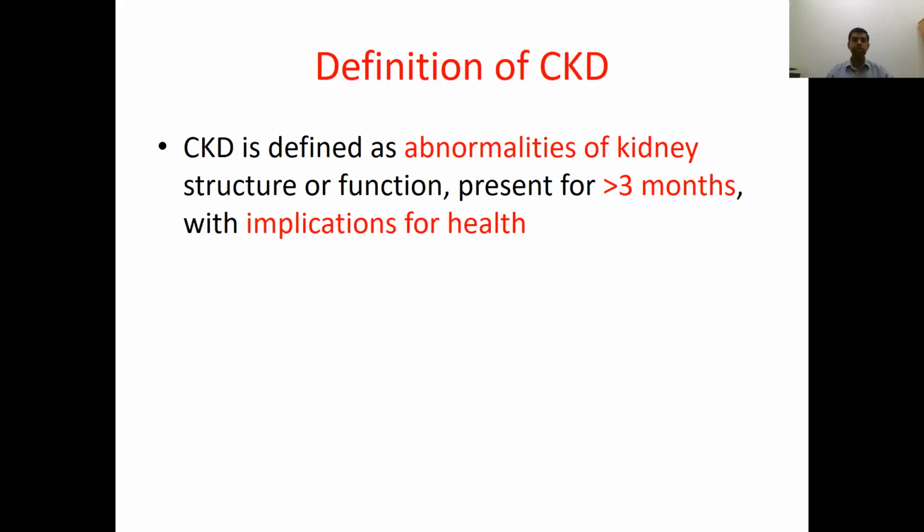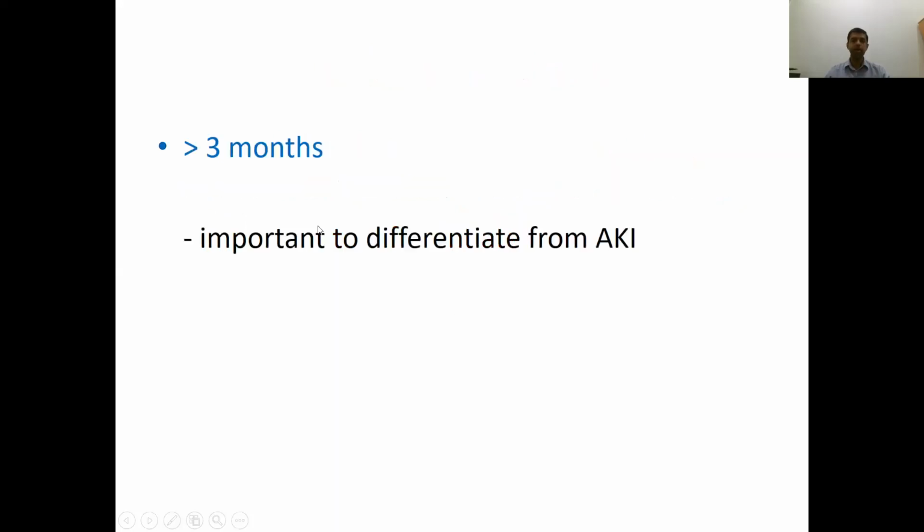The definition of CKD is: abnormalities of kidney structure or function presenting for more than 3 months with implications for health. Now, this is a definition which you need to memorize. Similarly, the AKI definition is also something you need to memorize because this will be asked in your theory as well as your clinicals. So the important thing to know is abnormalities of the kidneys lasting for more than 3 months. This 3-month cutoff is there so that you can differentiate it from acute kidney injury.